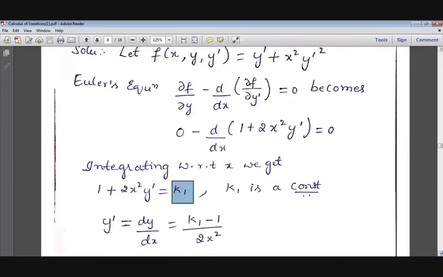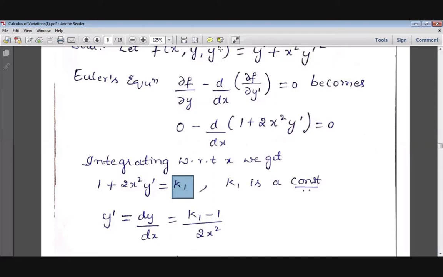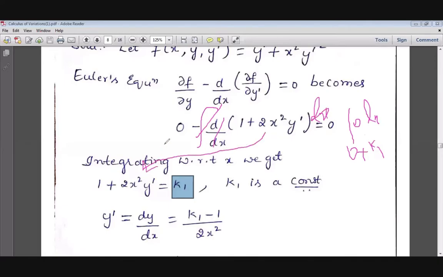Understood? Integration of this with respect to x, sorry, not partially, with respect to x. So here integration of 0 dx is 0 plus c1 or k1. Integration of this, the integration sign and differentiation sign will get cancelled, only this one will remain. That one I have written here.